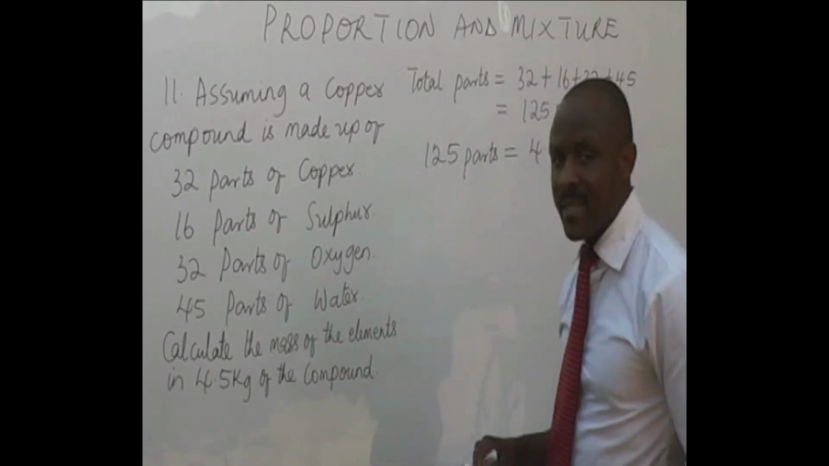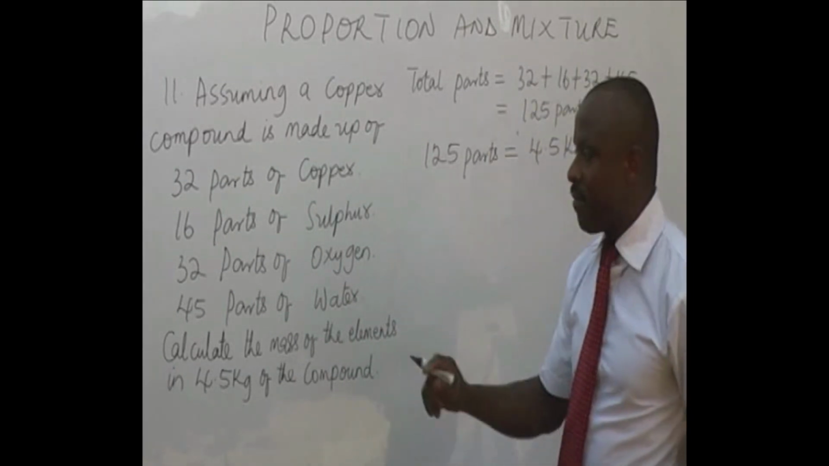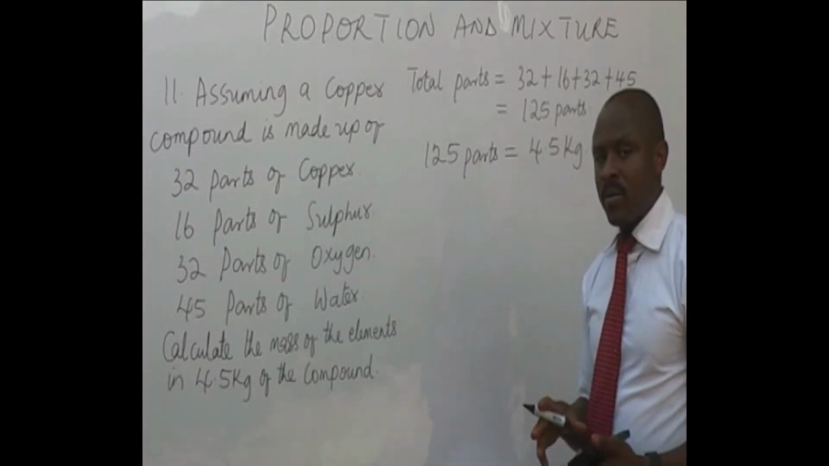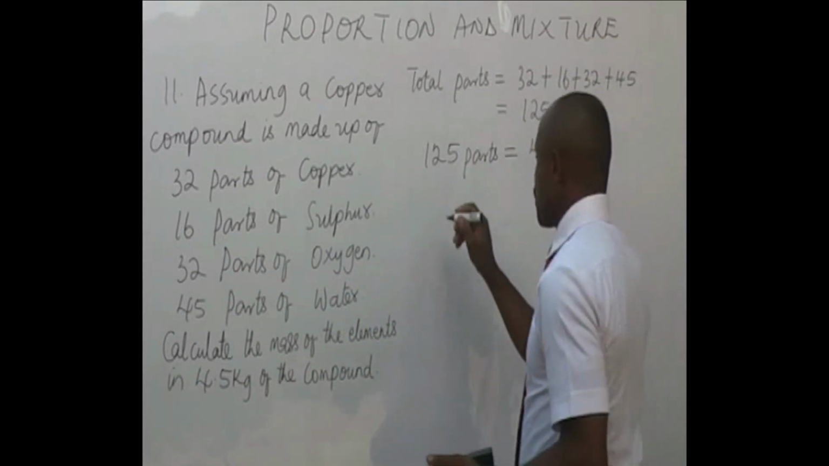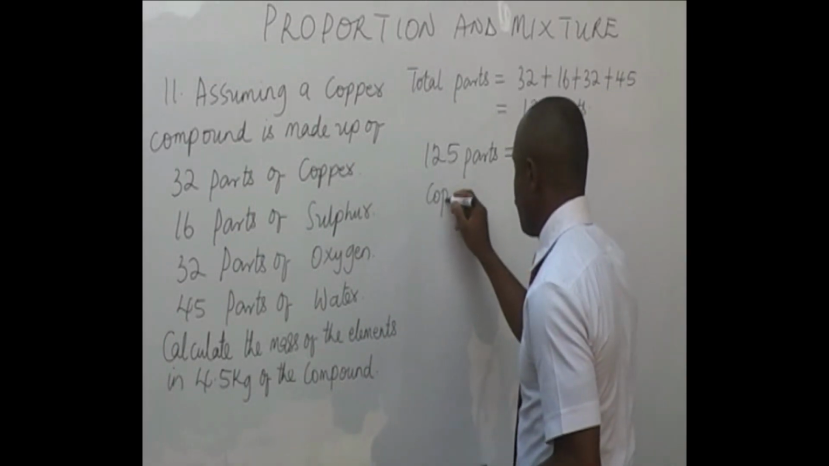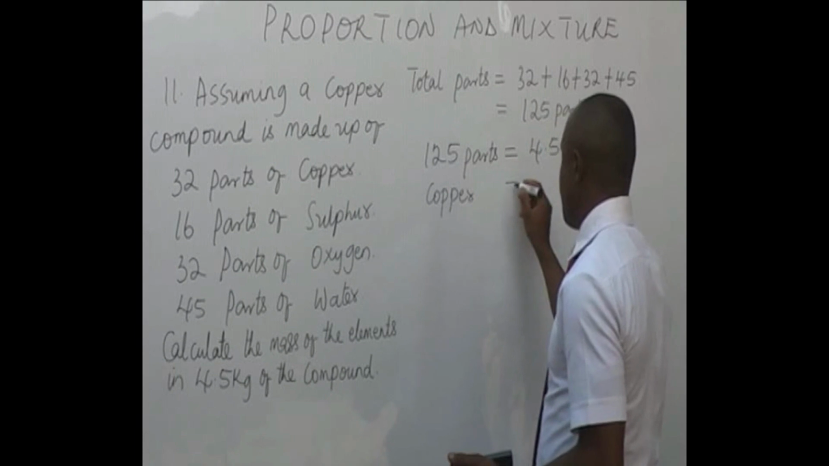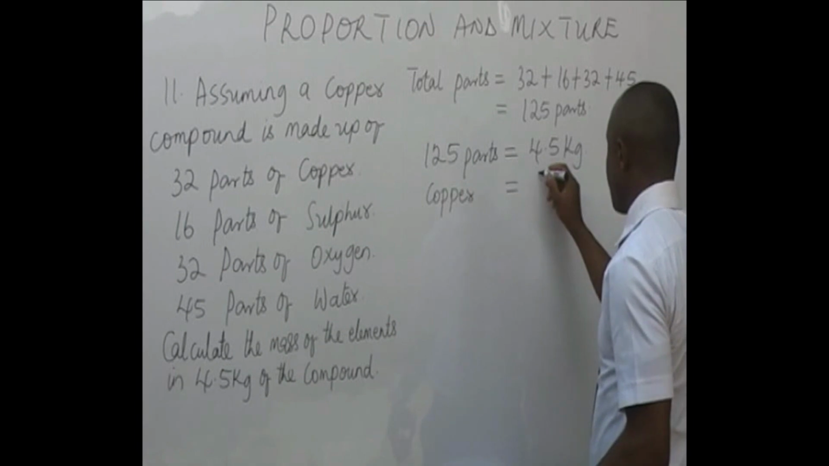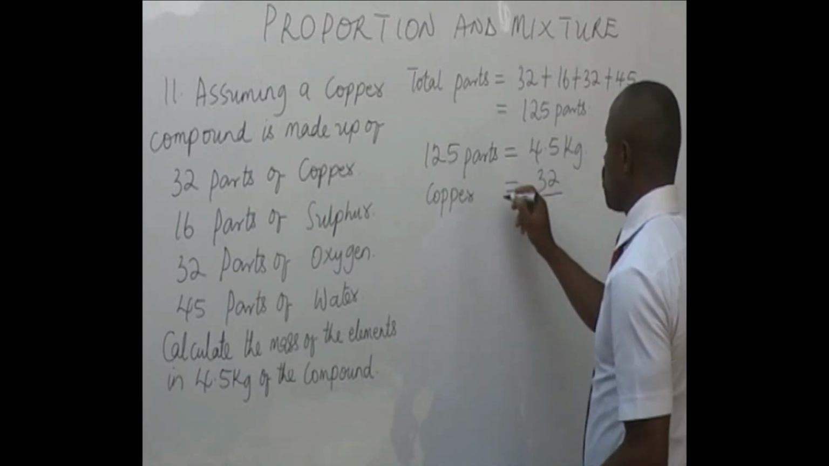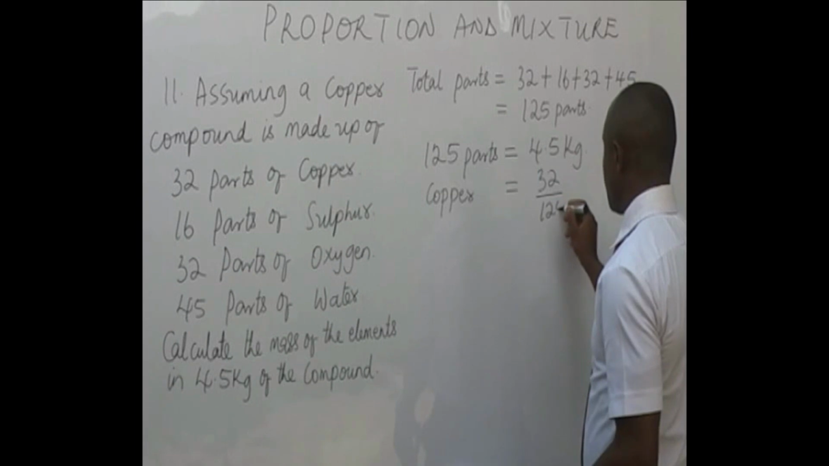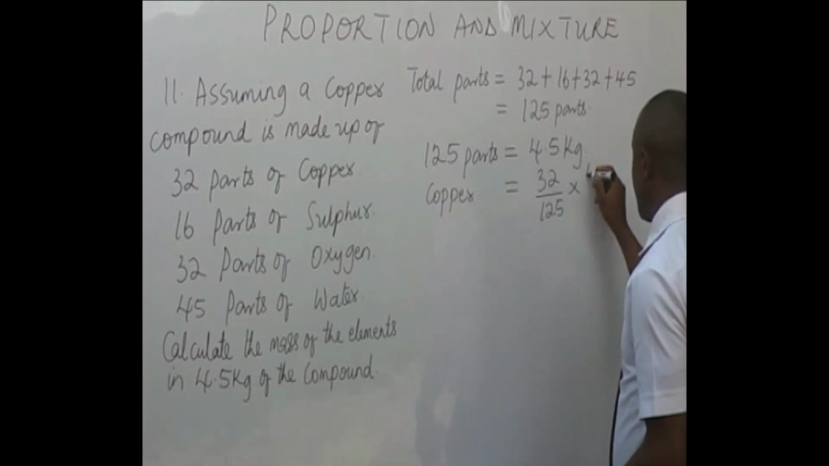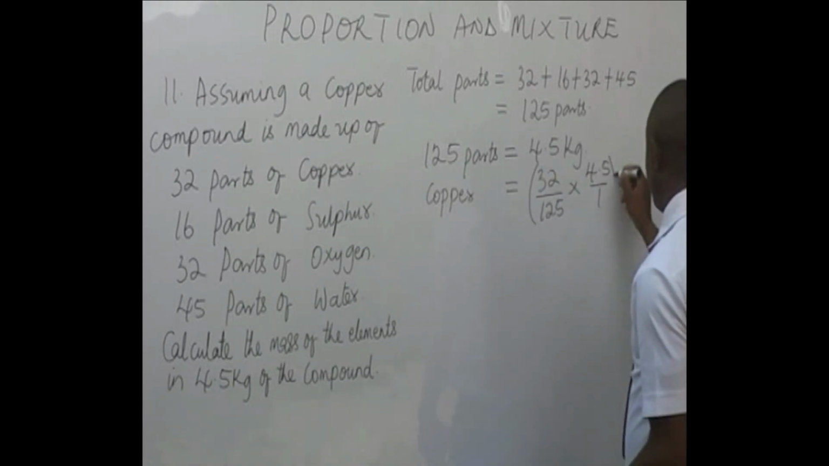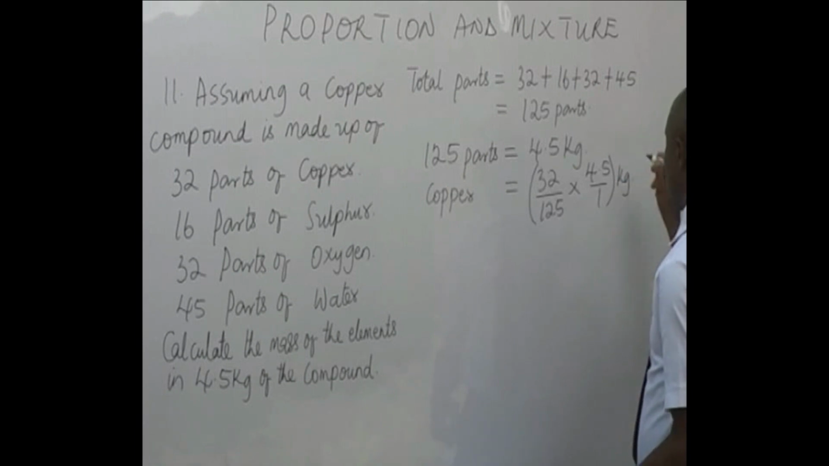Now let's begin to calculate the respective fractions of the elements depending on how many they are in the compound. The first, copper, has 32 parts. So we're going to have 32 divided by the total parts, 125, of the total mass, all over 1. Whatever you get here is the mass in kilograms of copper.